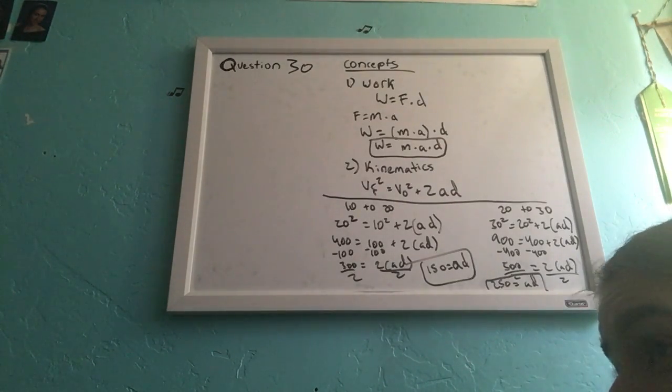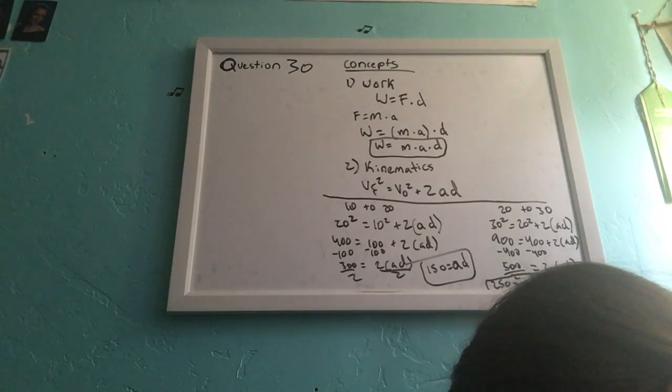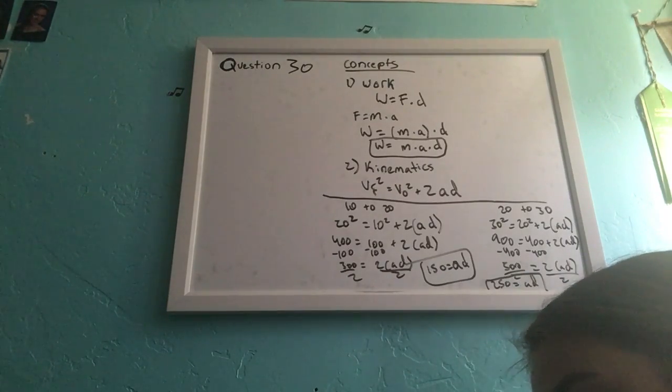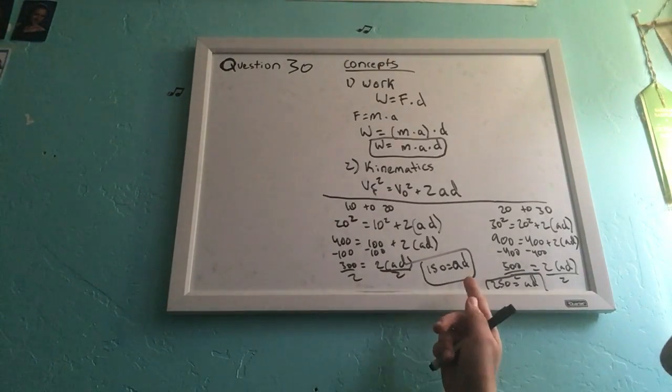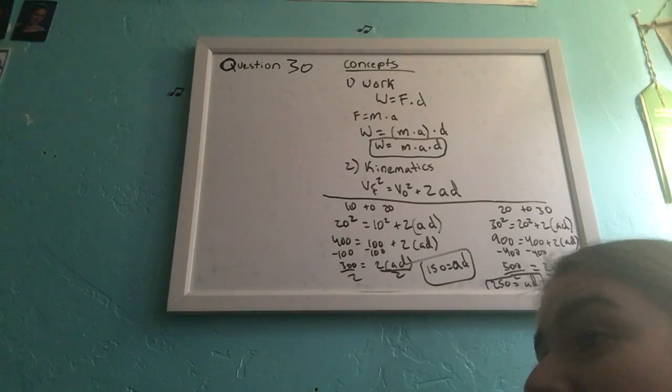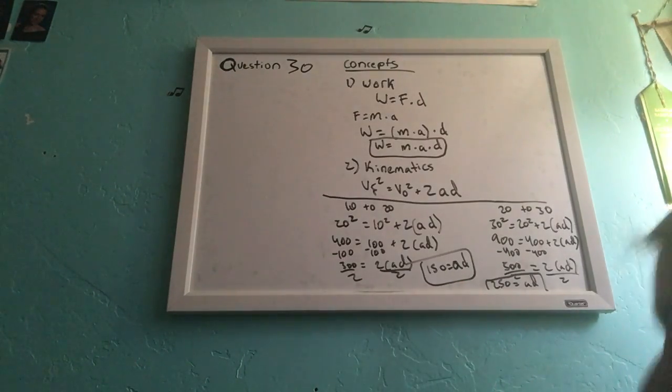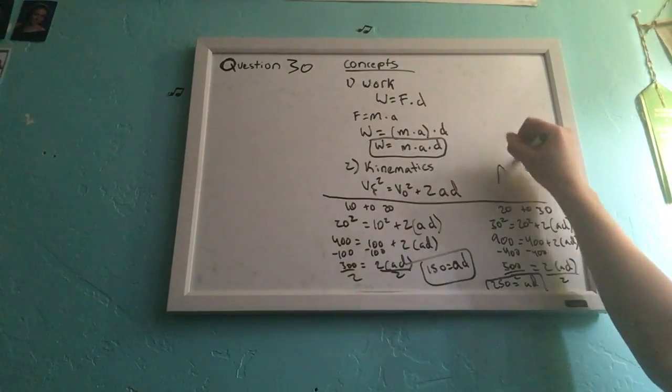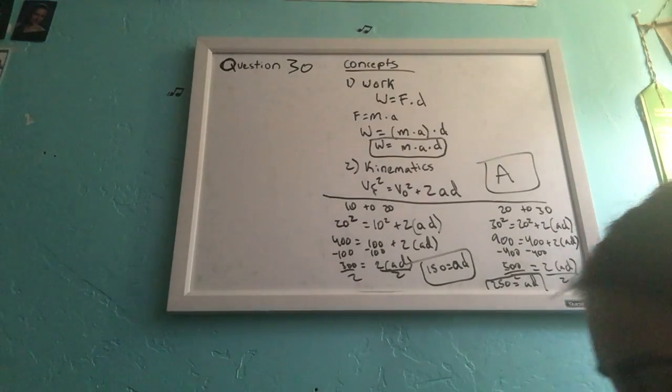So that tells me that the correct answer to this problem is A. It is less, showing that from 10 to 20 it requires less work than from 20 to 30. So I'm going to write A. That is the correct answer.